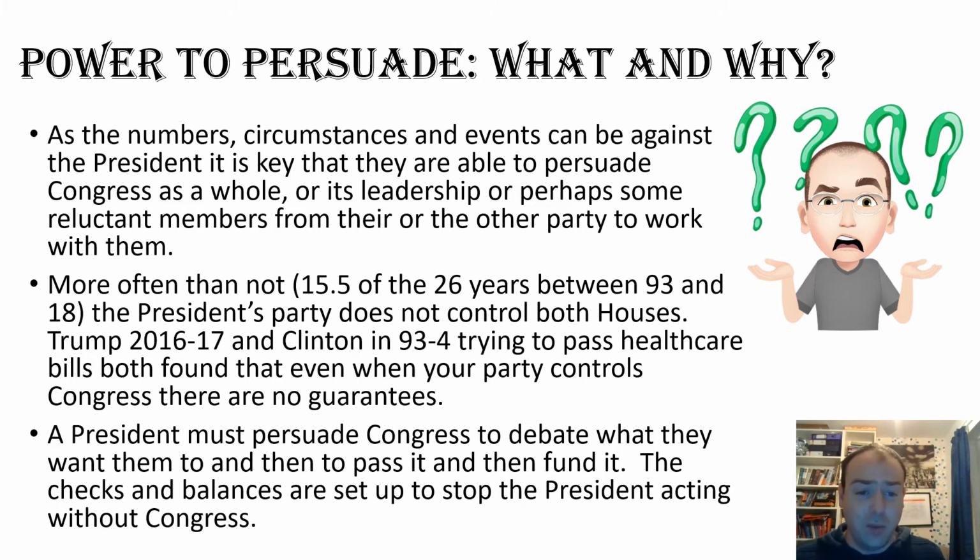So the president must persuade Congress to debate what they want, to pass it, and then to fund it. So there's 3 stages of persuasion on this. It's like, please talk about this. Please vote for it. Please, can we have some money to do it? And the checks and balances are set up to actually make the president's life really hard, and Congress can at various points just go, nope. And so the president has to win them over.